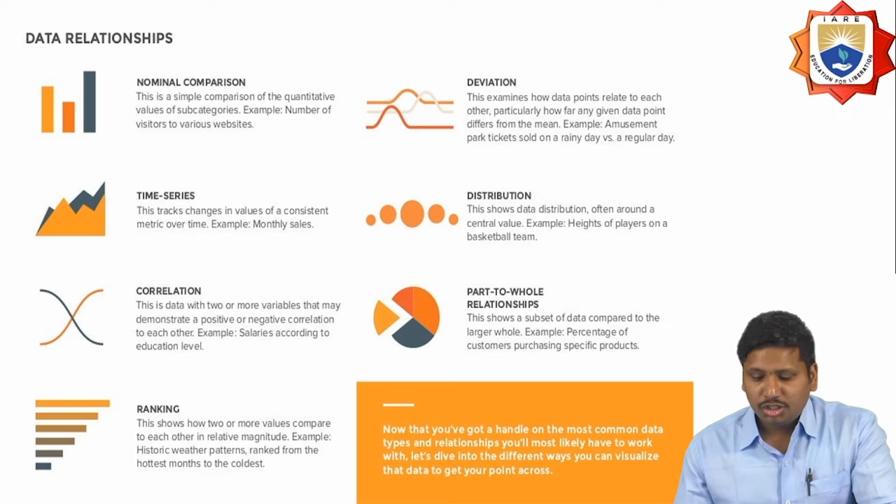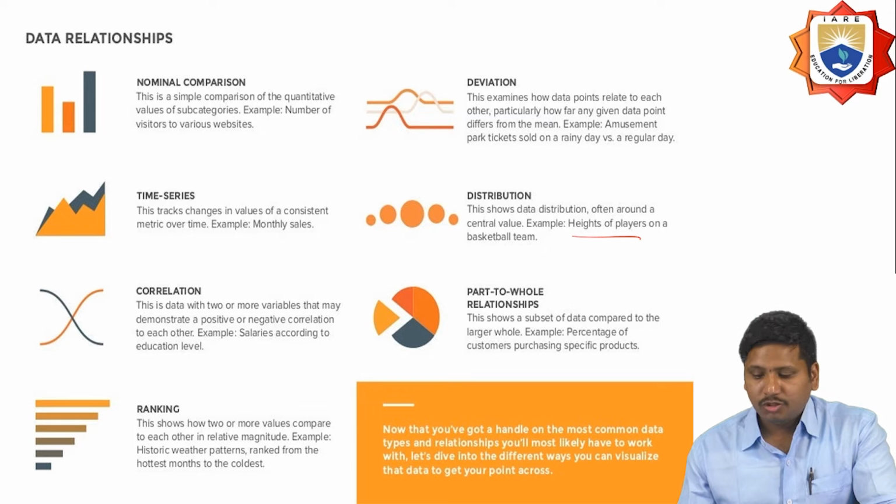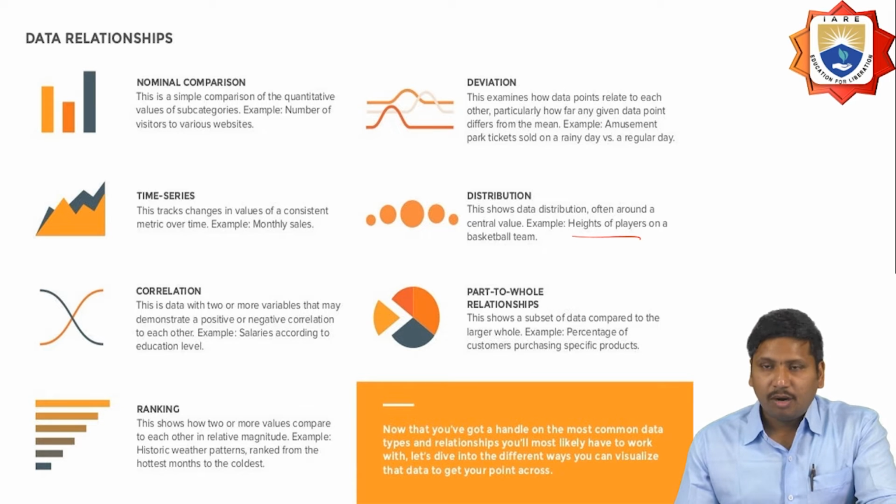And next one is the distribution. So the distribution is able to show the data distribution, often around a central value. For example, heights of players on the basketball team, right? Which can show the data distribution around a certain value. The height of players should be compulsory, because without players of a specific height, it is hard to make the basketball team.